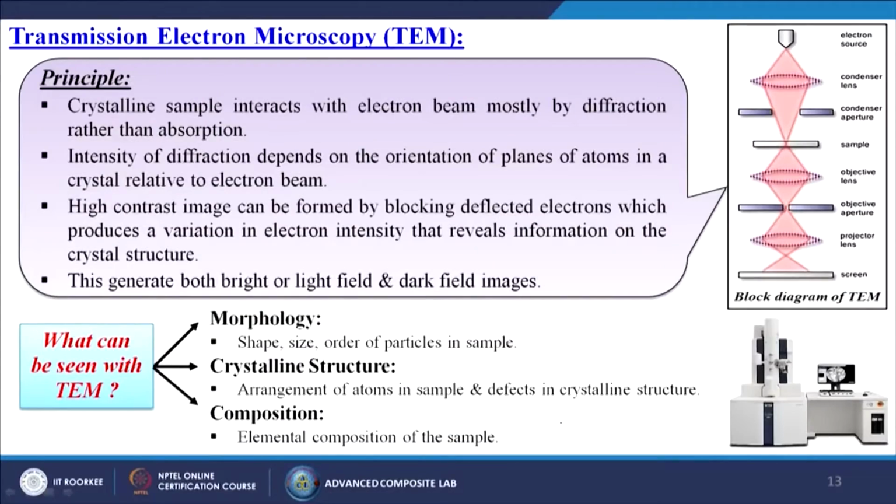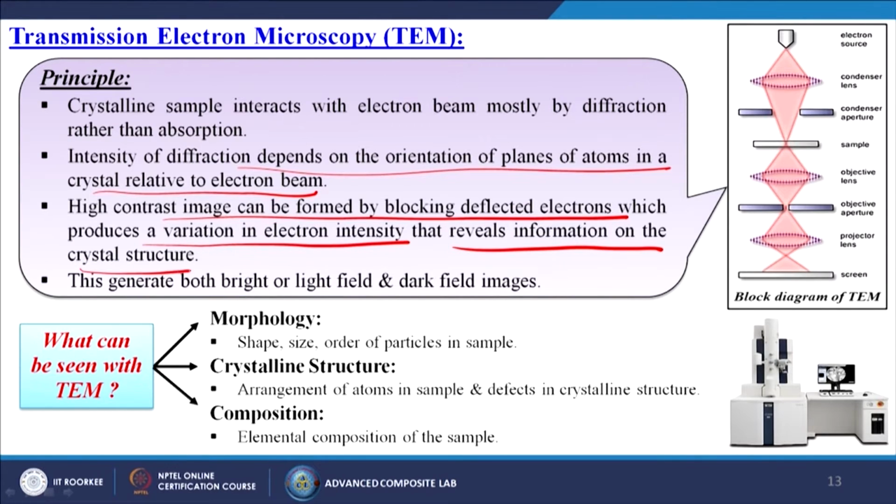Now, the next one is called transmission electron microscopy, in short generally we call it TEM. So, what is the principle? A crystalline sample interacts with the electron beam mostly by diffraction rather than absorption. The intensity of diffraction depends on the orientation of planes of atoms in a crystal relative to the electron beam. A high contrast image can be formed by blocking deflected electrons, which produces a variation in electron intensity that reveals information on the crystal structure. These generate both bright field and dark field images.